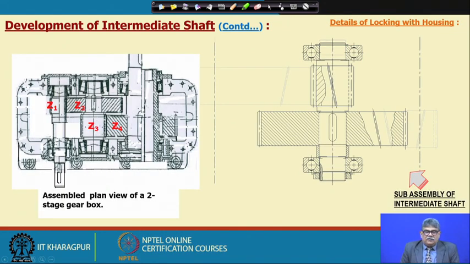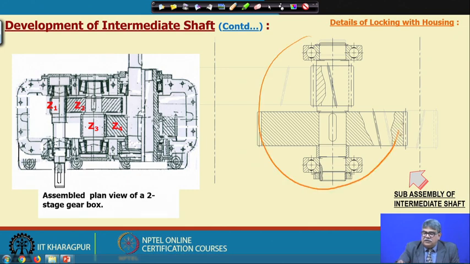Now, if we compare with the gearbox housing, we should call this one what we have developed so far, not only the intermediate shaft. As you have put the bearing and as you have locked, the whole unit can be called a sub assembly of the intermediate shaft. This sub assembly can be mounted separately, not necessarily on the gearbox housing. The whole unit you can bring here and put on the bottom cover.